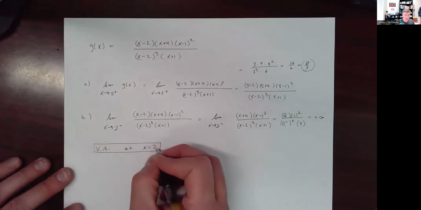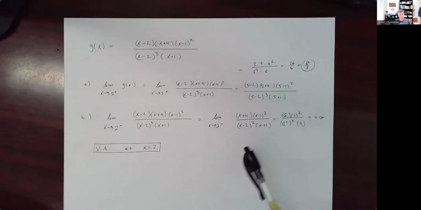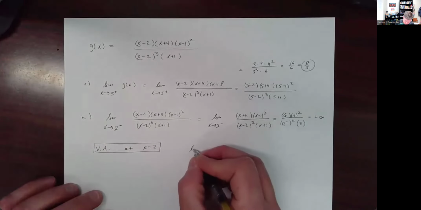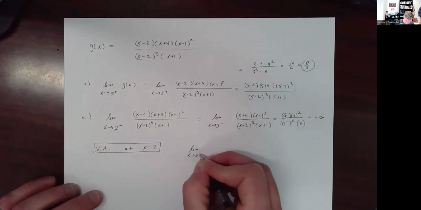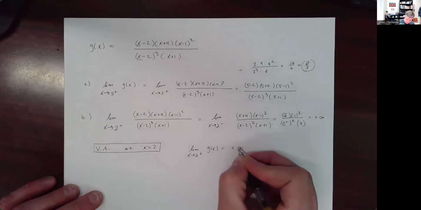Because the limit as x approaches 2 from the left, or the limit as x approaches 2 from the right, is some sort of infinity. It actually doesn't have to be true on both sides, it has to be true on at least one of the sides. It would also be true that the limit as x approaches 2 from the right of g of x would also be positive infinity for the same reason.